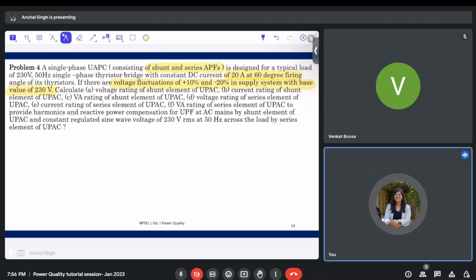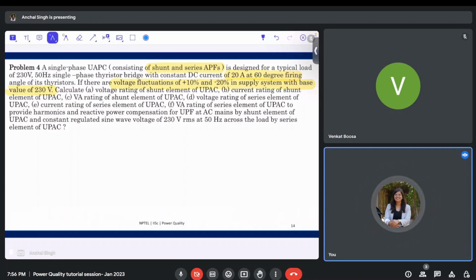Again, this is a active kind of filter. Here, the only change is that fluctuations are added in the supply voltage. Okay, so the topology, the diagram will remain same as what we have drawn in the previous question. So we'll directly start with the solution here.